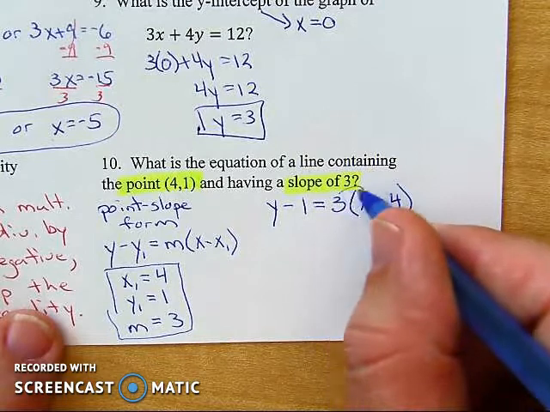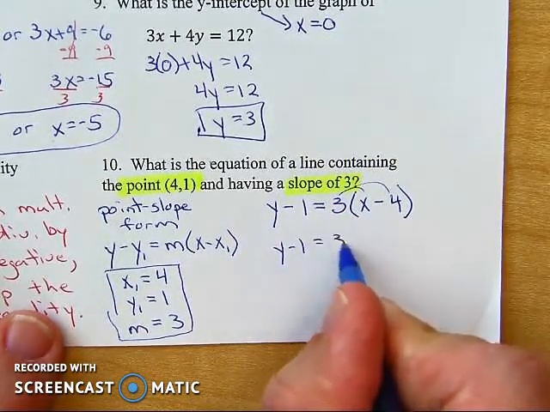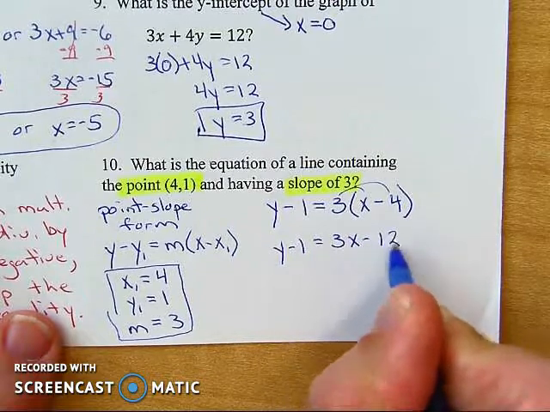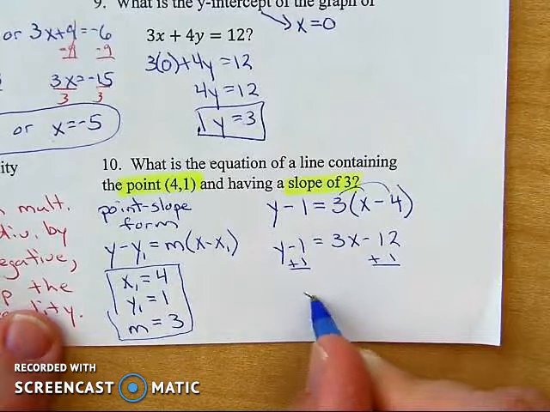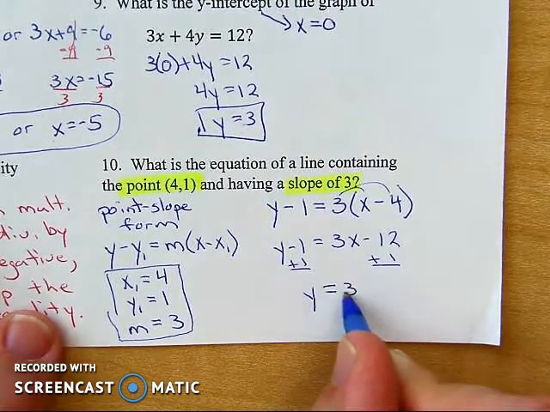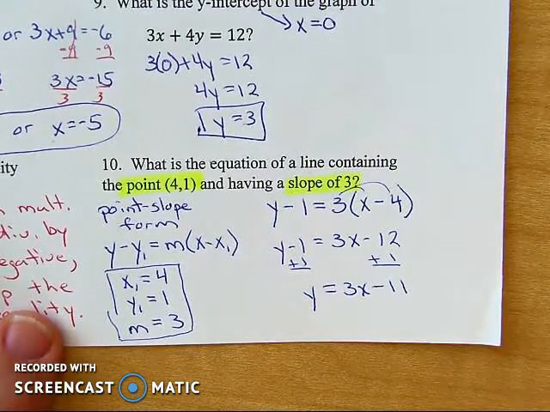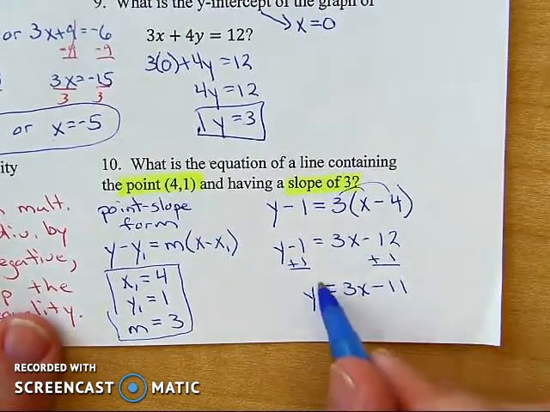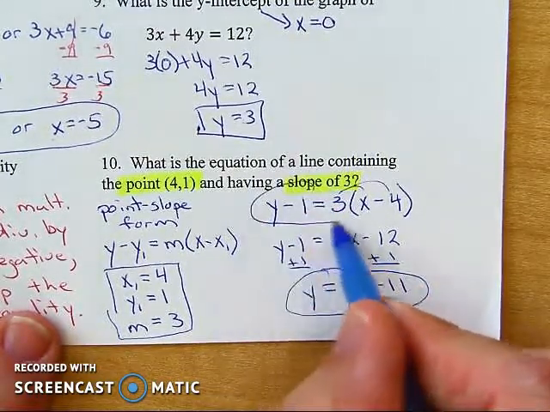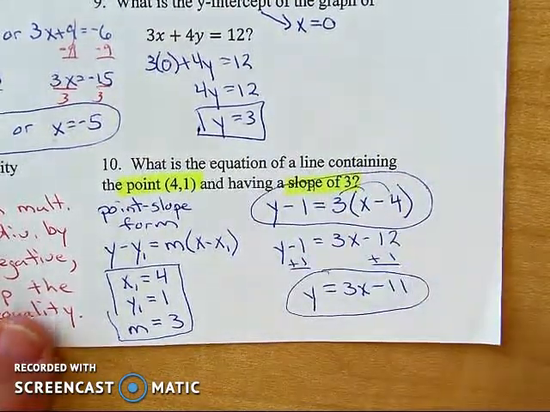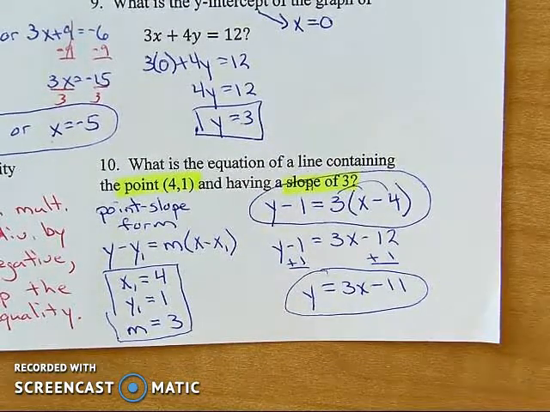I would distribute this right here to get y minus 1 is equal to 3x minus 12, and then add 1 to both sides, and we would have y is equal to 3x minus 11. So it depends on what form they want the question in. This would be slope-intercept form, and this would be point-slope form. They are equal to each other, but your answers will be one or the other.